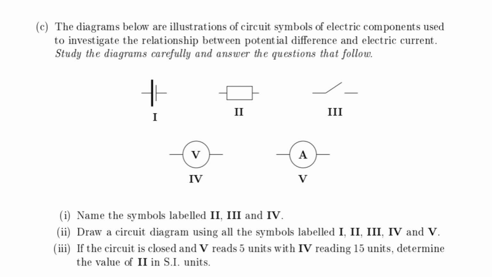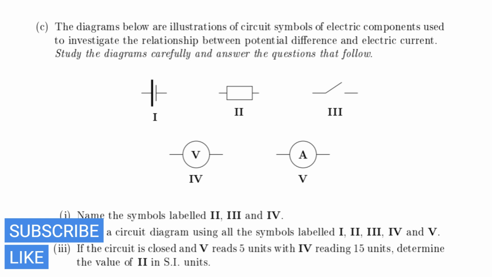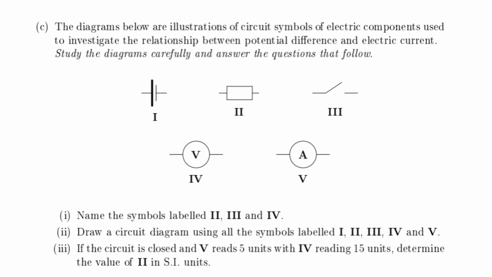So let's look at the next, C. The diagram below is an illustration of circuit symbols of electrical components used to investigate the relationship between potential difference and electric current. Study the diagrams carefully and answer the questions that follow. So you can see all of them over there. Name the symbols labeled I to V. Draw the circuit diagram using the symbols above. If the circuit is closed and V reads 5 units and IV reads 15 units, determine the value of II in SI units.